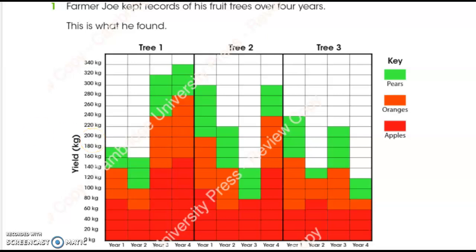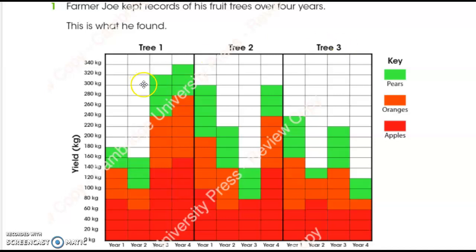Question E. Question E asks, which 2 trees should Farmer Joe keep and which tree should he get rid of? So if you are Farmer Joe, which are the 2 trees that you will keep and which is the 1 tree that you will cut off? Of course, common sense, you will keep the trees that are producing the most fruits and you will cut off the tree that produces the least fruits over 4 years.